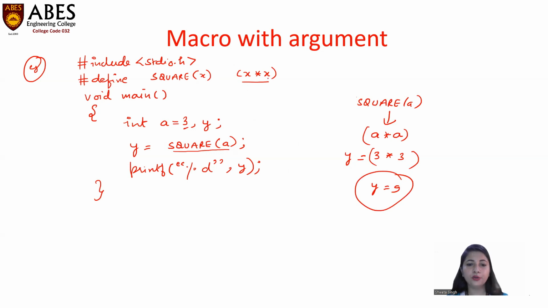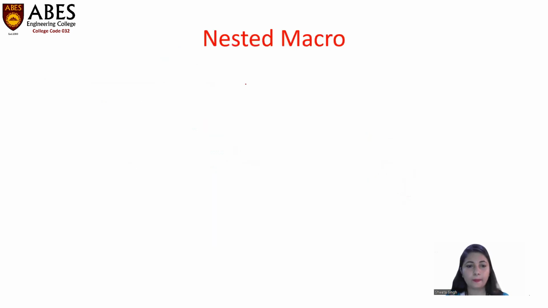One important point to be noted here is to always enclose the macro definition in parentheses. When we are using a macro with argument, it is the user's responsibility to enclose the definition of this macro in parentheses. If we do not do so, maybe you will get unexpected output. So the next type of macro is nested macro, that is a macro within a macro.